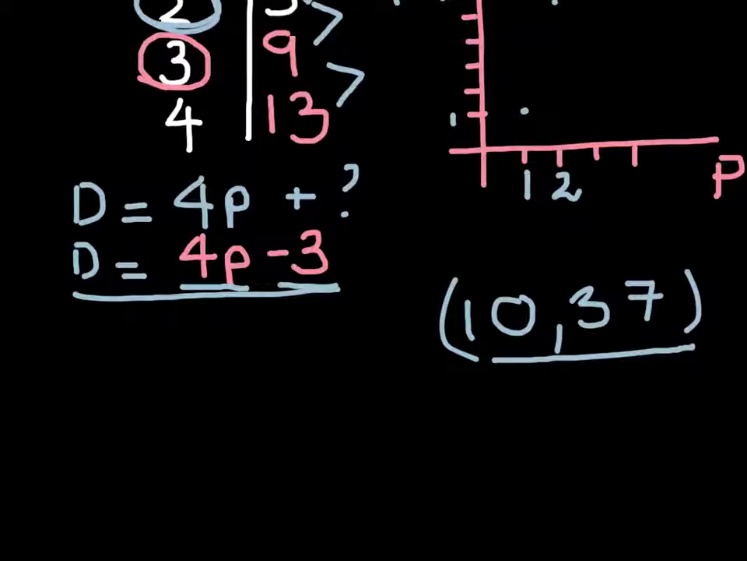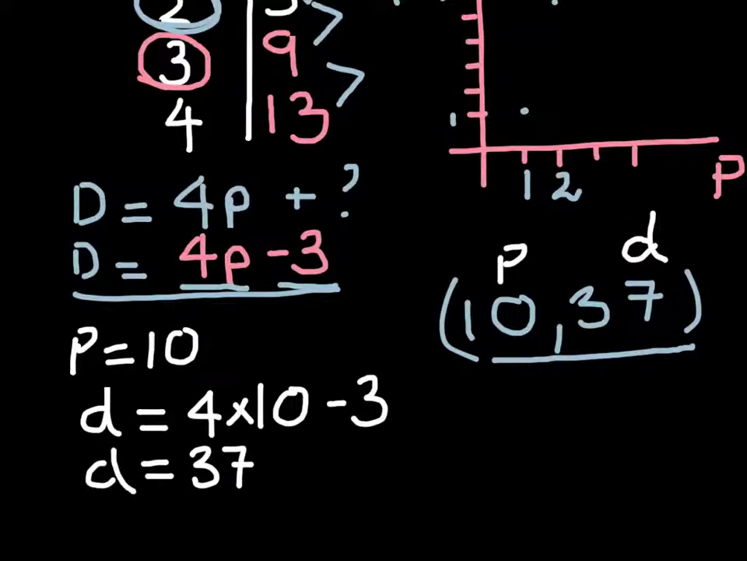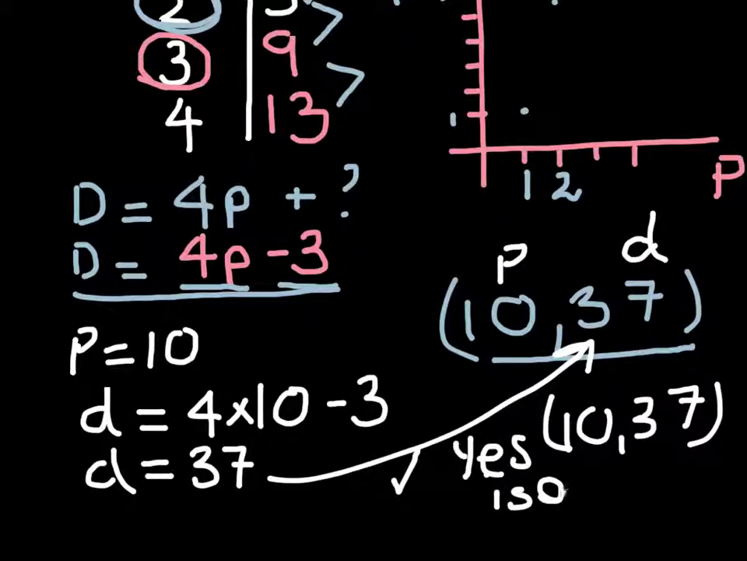Okay, so we'll try it. We'll put in first of all if P equals 10, because remember this is my P, this is my D. So if P equals 10, D should equal 4 times 10 minus 3. 4 10s are 40, minus 3 is 37, which is what our D is. That means, yes, 10, 37 fits the rule, is on the graph. And that is it. That was an excellence. Not too hard for that excellence.